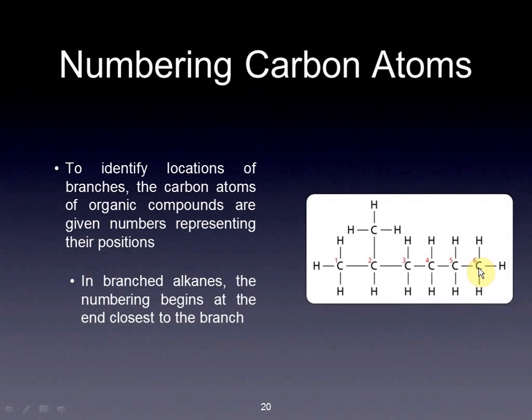It could not, however, have been numbered 1 through 6 starting at the rightmost carbon, so we couldn't go from this direction. That's because we must number the carbon starting at the side closest to the branch. And this branch, which is sometimes called a side chain or a substituent, is on the left side.